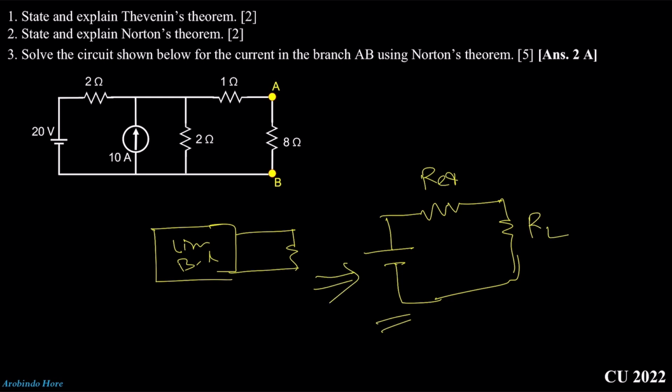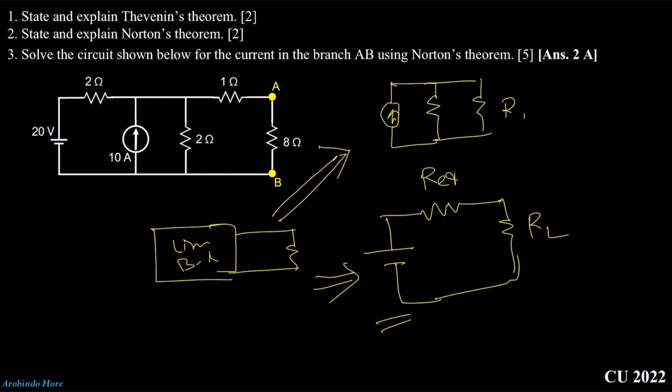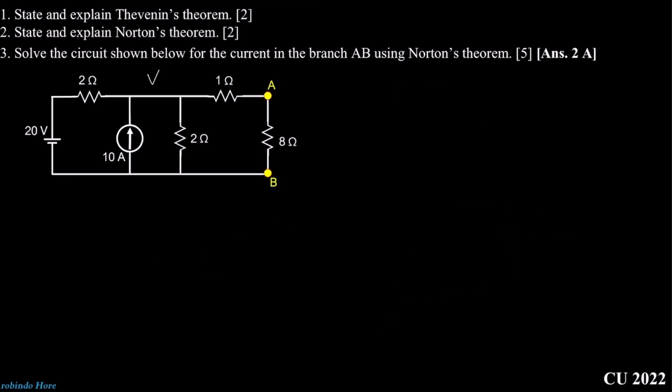And the next one is: state and explain Norton's theorem. So what is Norton's theorem? Norton's theorem is also the same as Thevenin's theorem. Norton's theorem states that any linear bilateral network can be converted to a circuit with a current source in parallel with a resistance. This will be Norton's theorem. I already have a dedicated video on this topic. Please check those videos.